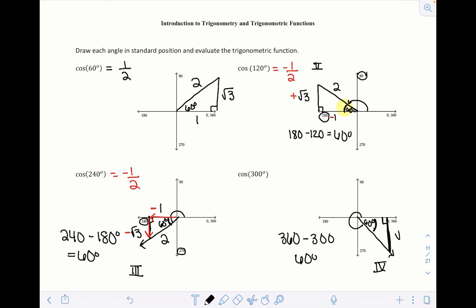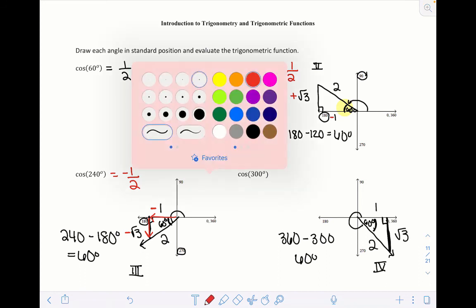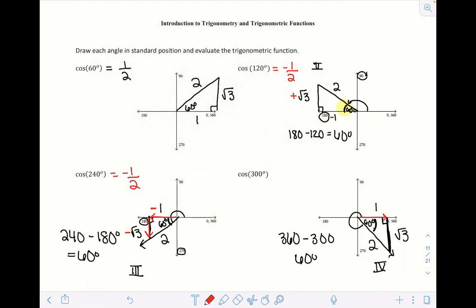Fill in our information again, square root of 3, 1, and 2. Now check the signs. Okay, 1 is moving in the positive direction, so I leave it as +1. Square root of 3 is moving in the negative direction, so that's going to be negative square root of 3. So what is cosine of 300 degrees? That's going to be adjacent, or the x value, 1/2.